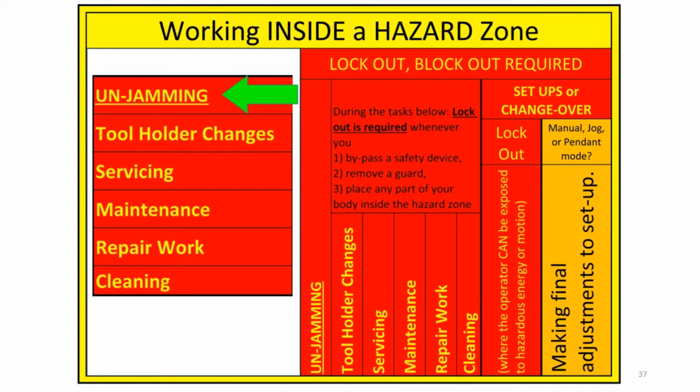Now, one way to avoid locking out a machine during a jam is to avoid going into the hazard zone. Can you unjam it with a tool such as a broom handle or a hook, some other tool? If the machine jams frequently, wouldn't it be better to engineer a solution to that jam rather than having to shut the machine down all the time? Consider that as your best solution. Unjamming machines is the number one cause of fatalities in the factory.